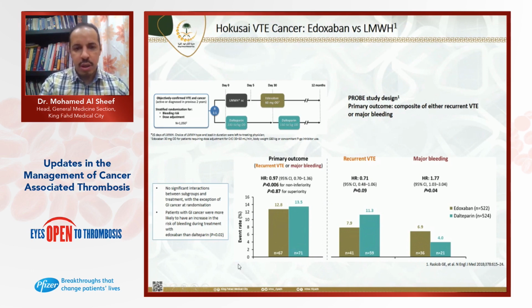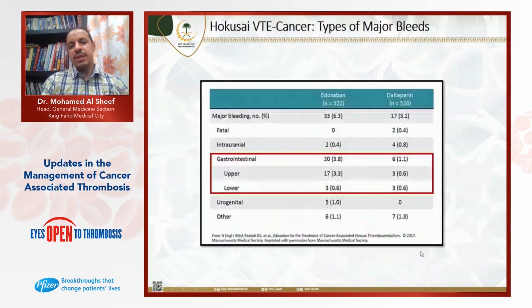Edoxaban is non-inferior to low molecular weight heparin for the composite endpoint of recurrent VTE or major bleeding. Also, you can see the recurrence rate decreased by about 30%. And there was an increase in major bleeding with edoxaban. It was not major, but this was the first signal that showed us that direct oral anticoagulants, DOACs, especially direct Xa inhibitors like edoxaban, increase the risk of gastrointestinal bleeding, upper and lower.